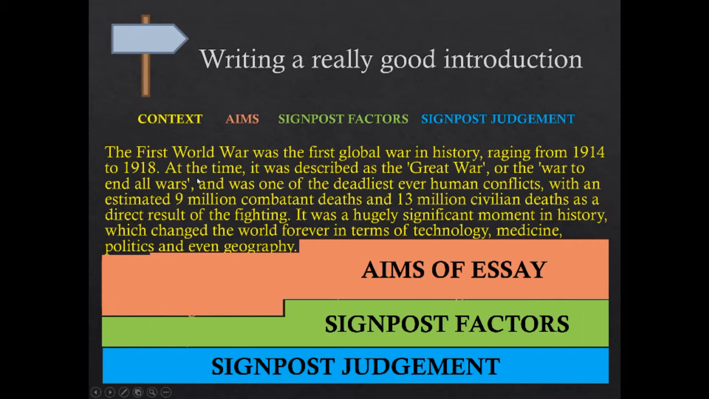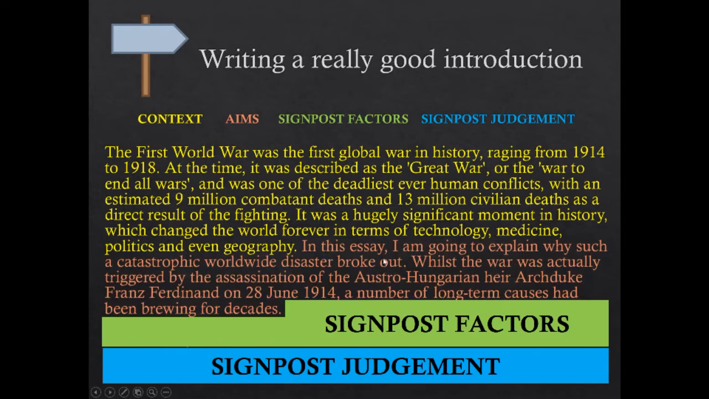So when you've given me your context, the next thing you need to do in the introduction is tell me what the essay is about. What is the aim of your essay? What are you going to show me? So, again, let's show by way of example. In this essay, I'm going to explain why such a catastrophic worldwide disaster broke out. Whilst the war was actually triggered by the assassination of the Austro-Hungarian heir, Archduke Franz Ferdinand, on 28th of June 1914, a number of long-term causes had been brewing for decades.